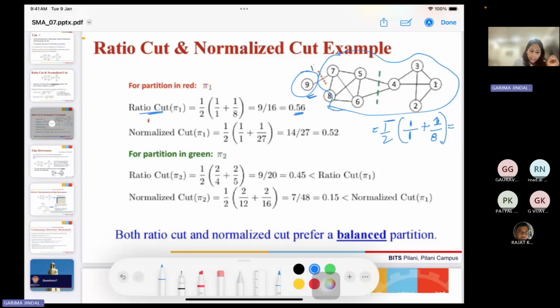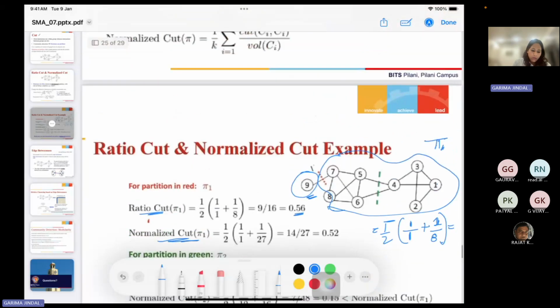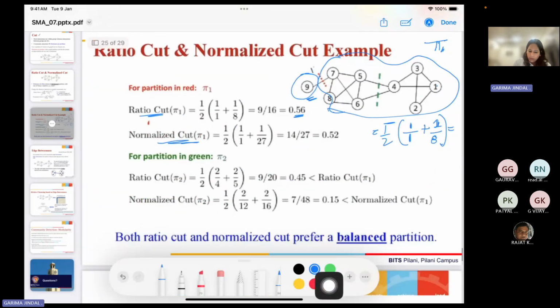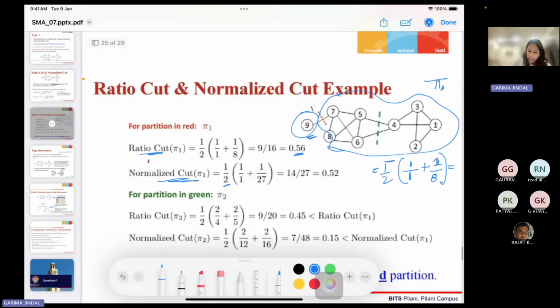Okay, so now for this partition, let us call this partition pi1. For this partition, we are also calculating the normalized cut. In normalized cut, again, we have the value of k. Since there are two partitions, this will be 1 by 2. Then for each community, we are going to see how many edges we have to cut. We have to cut just one edge.